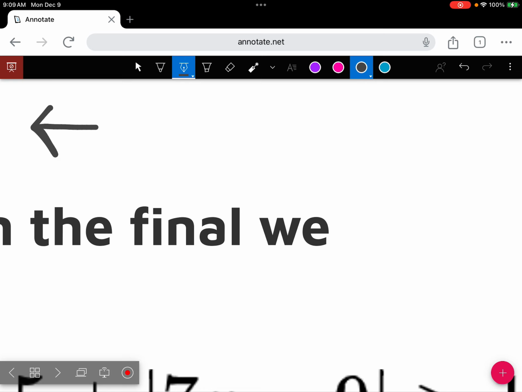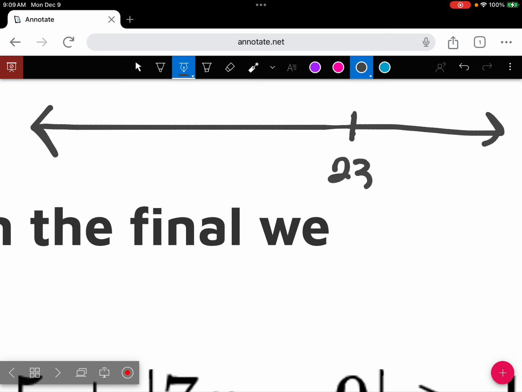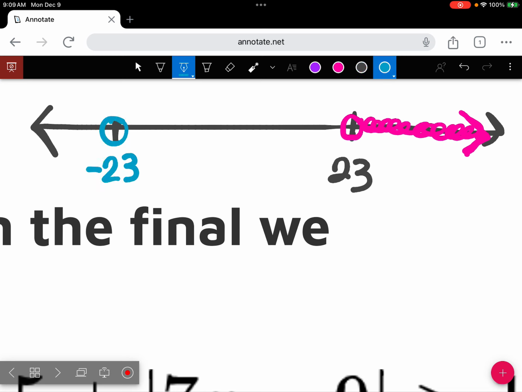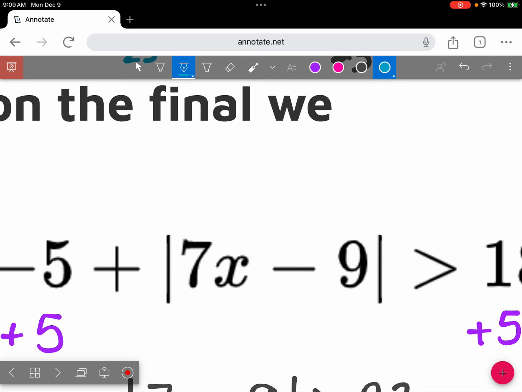So if we think about our number line, my number line's too short to do this. At 23, my absolute value needs to be bigger than 23. Or, what could it be? What's the other option we're going to have for our interval? Less than negative 23. If I take the absolute value of anything less than negative 23, it will also be true. So when we split this up, I need to have two inequalities because I have two different pieces here.